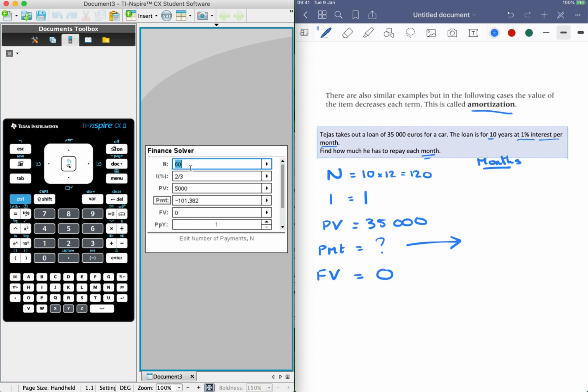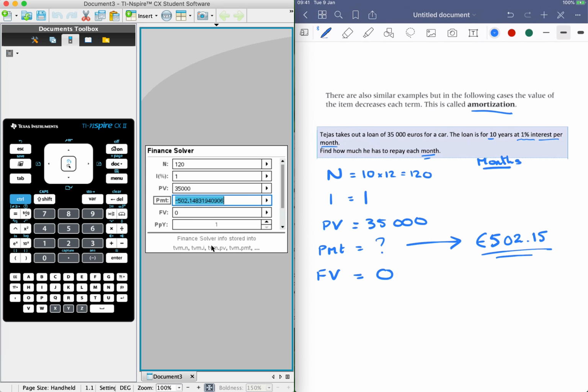So let's go for this. We've got 120, interest is 1, present value is 35,000, future value is 0. I need to delete this, and it should give me my amount that I need to pay each month, which is 502.15 euros. I've rounded that figure up into 2 decimal places because it's money.